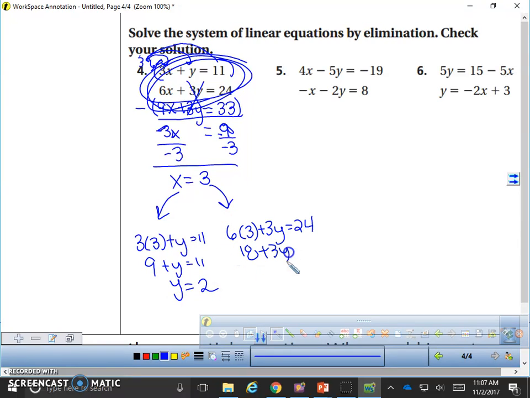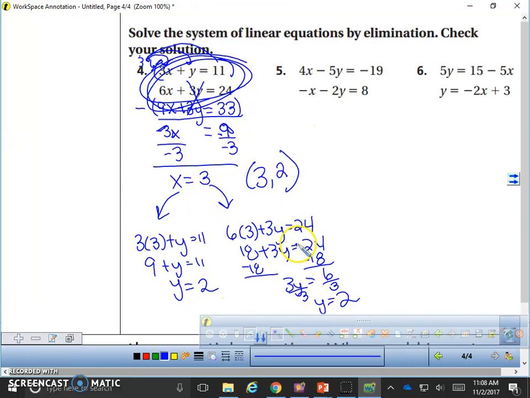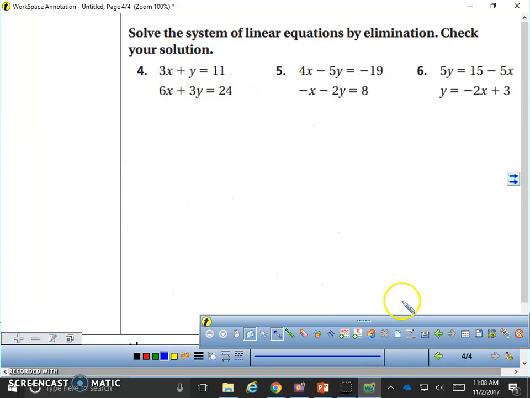18 plus 3y equals 24. Take away 18, take away 18. 6 equals 3y. Divide by 3. y equals 2. We did it right. Okay, so this one, the point that we should cross is 3, 2. I got to erase this, so if you need to pause this, feel free.